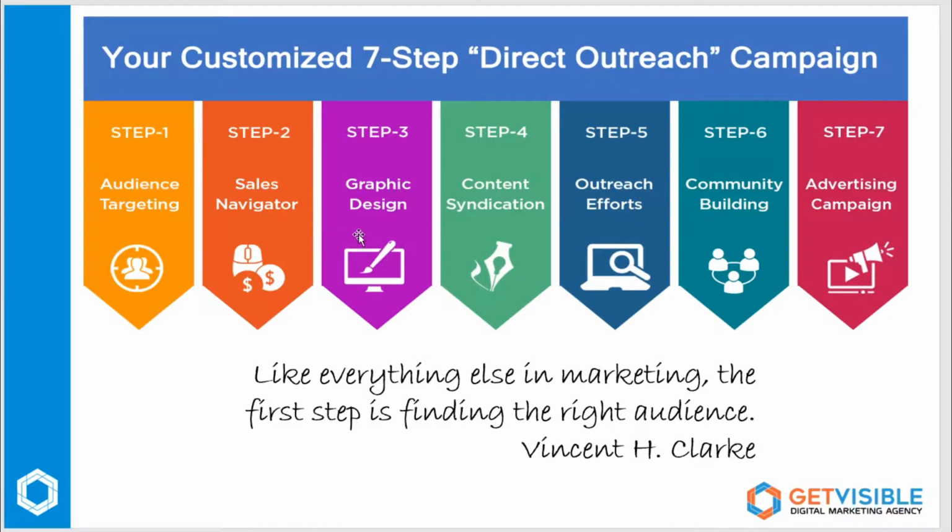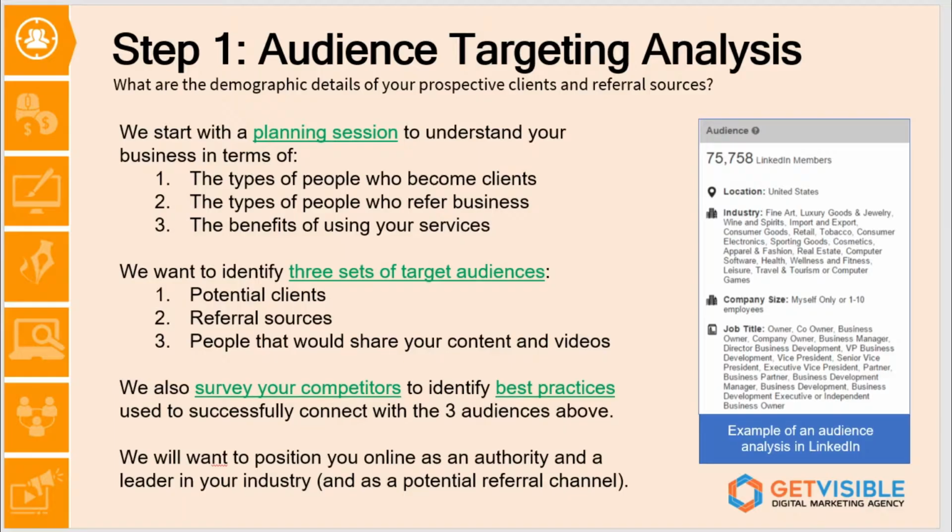Here's the 7-step process that we utilize to do a direct outreach campaign, and I'm going to go through the 7 steps right now. The first one is called audience targeting. This is just an example of an audience analysis in LinkedIn, and the idea is we start with a planning session to figure out what your business is all about. Who are your clients? Who refers you business? Why are you so good at what you do?